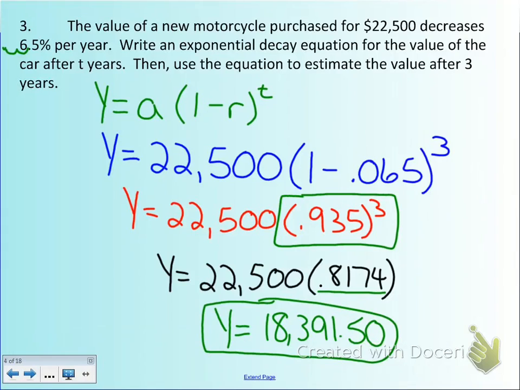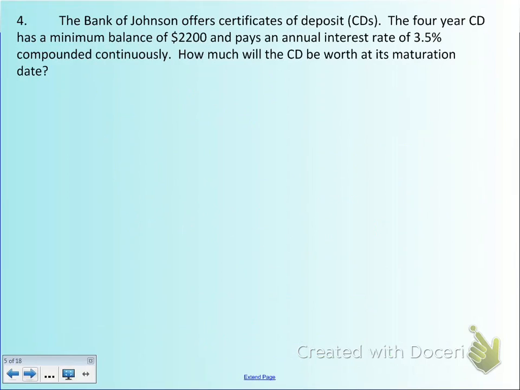You want to make sure that you have enough decimals there to give an accurate answer. You usually need to do 3 to 4 decimals here when we're dealing with exponents. So we take 0.8174 times the 22,500, and we end up with the answer of $18,391.50. Make sure that you do put a dollar sign here. It is a real-life application problem. You do need to label what you're talking about in the problem. We're talking about money, so a dollar sign is appropriate.